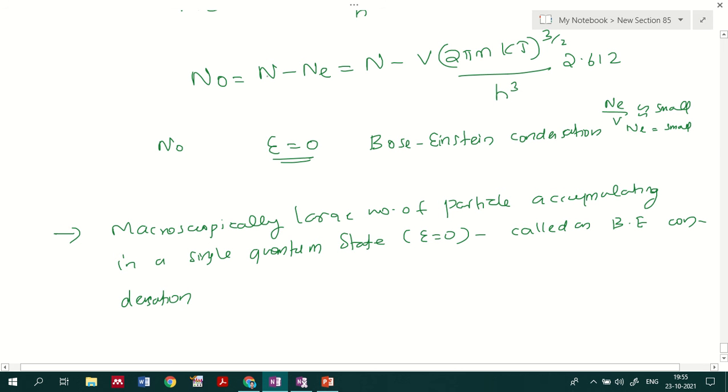So that means most of the particles will be occupying the ground state, which has the energy epsilon equal to 0. So that's why Bose-Einstein condensation is important, because a large number of particles are accumulating in a single quantum state, epsilon equal to 0. The most of the particles in a system will be condensing at the ground state level, which has the energy epsilon equal to 0. So this phenomenon and scenario we call Bose-Einstein condensation, that most of the particles occupy a single quantum state at the energy level epsilon equal to 0.